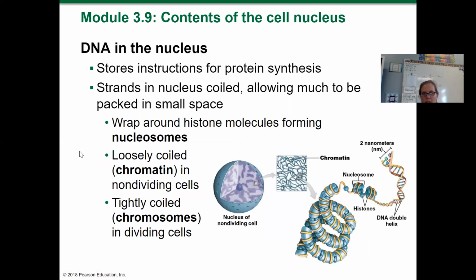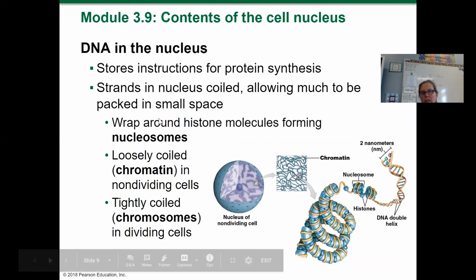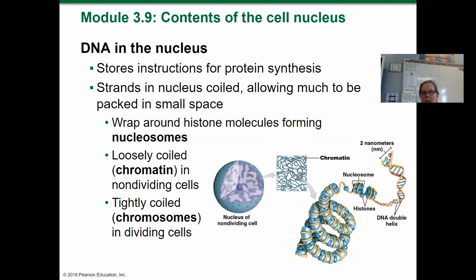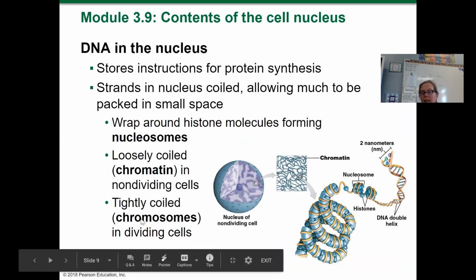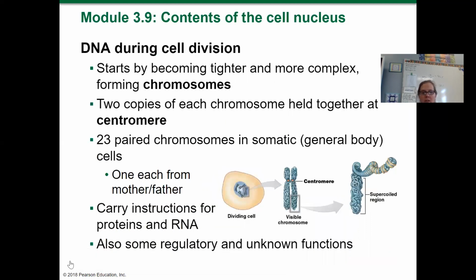Inside the nucleus, the DNA is very, very tightly coiled. It's wrapped around some histone molecules, and they form these nucleosome packets here. Histones are a type of protein. The chromatin is the loose chromosome. So if it's a non-dividing cell, it's chromatin. If it becomes tightly coiled and looks like that X, then it is called a chromosome, and that's in dividing cells.